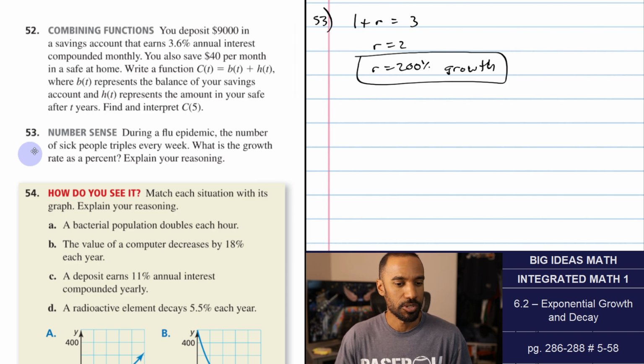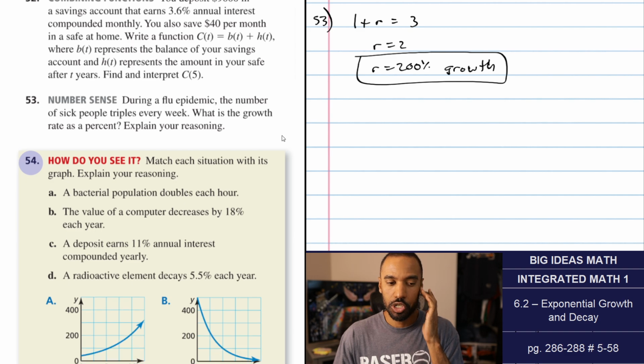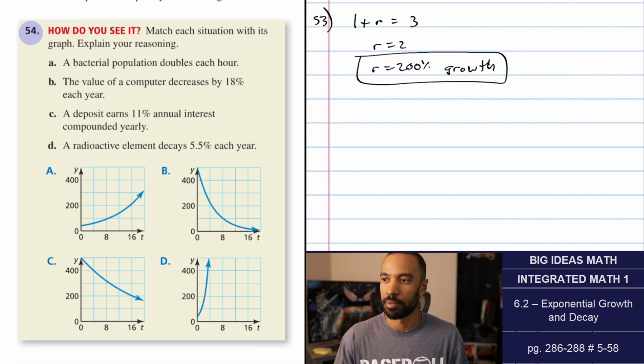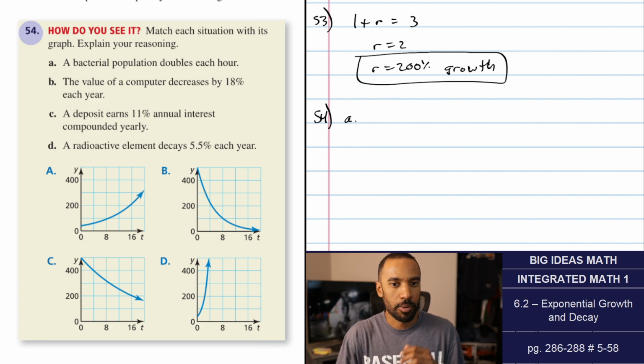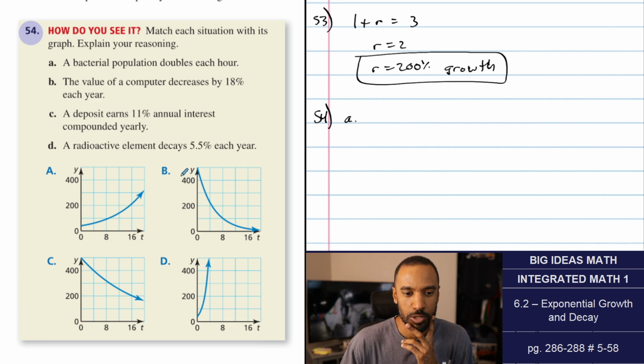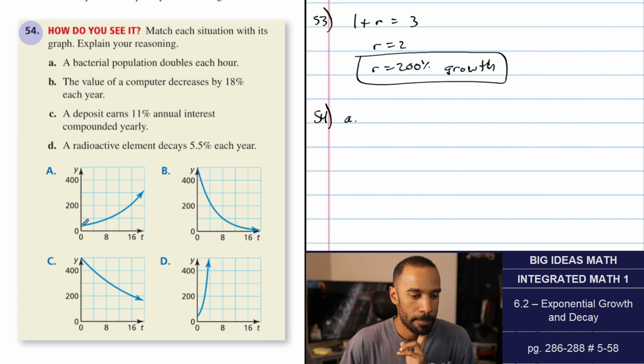Number 54, how do you see it? Match each situation with its graph. Explain your reasoning. So, I hate when they have us explain. Part A, a bacterial population doubles each hour. I'm just going to be writing the letter in the reasoning. So if it doubles each hour, it can't be B or C. Those are decays.